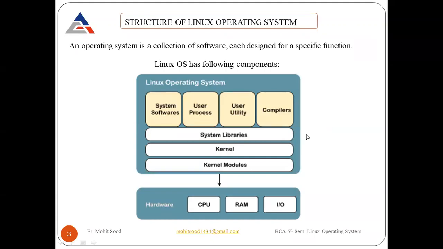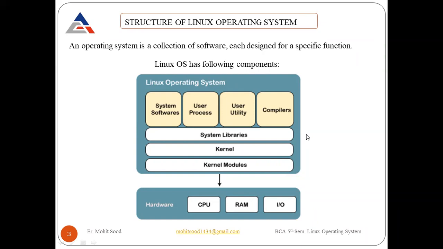Basically, an operating system is a collection of software, each designed for a specific function. So the Linux operating system has the following components. On the screen, this is a very important diagram based on various components of a Linux operating system. Before starting, I will tell you about the evolution of the Linux operating system. The Linux operating system was developed by Linus Torvalds in 1991. Remember, the Linux operating system was developed by Linus Torvalds in 1991.